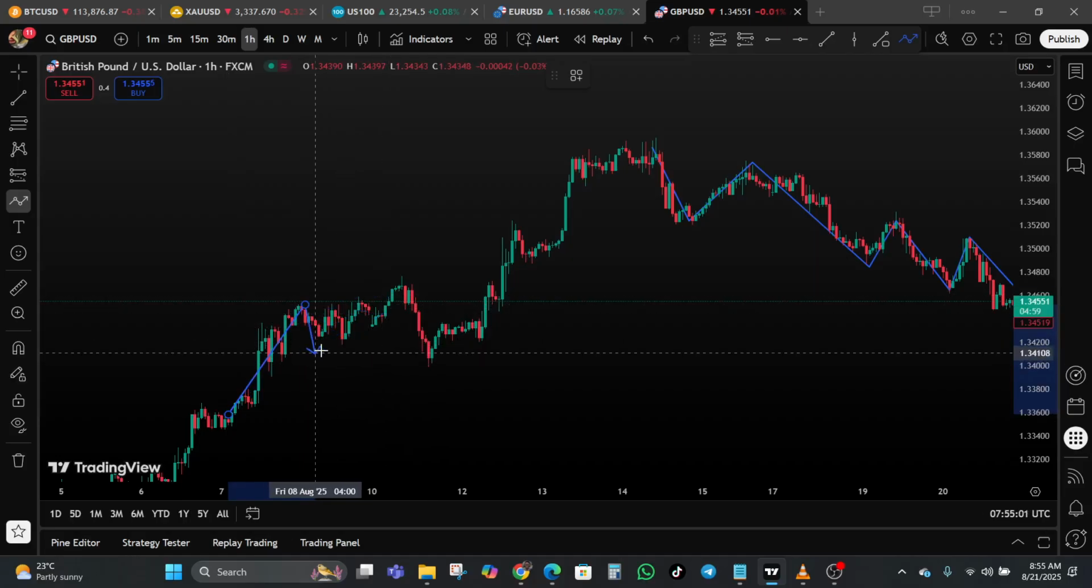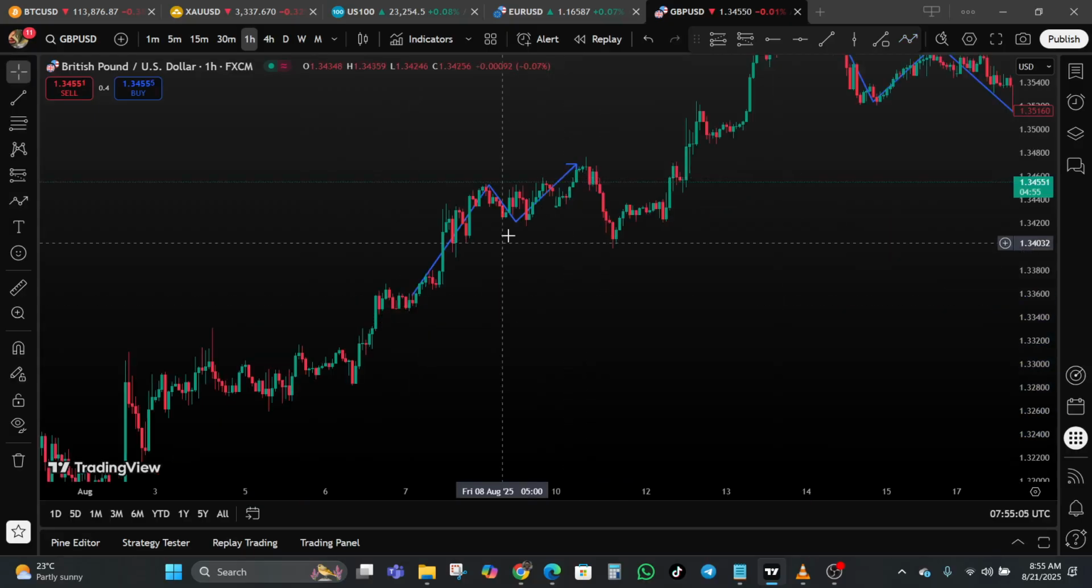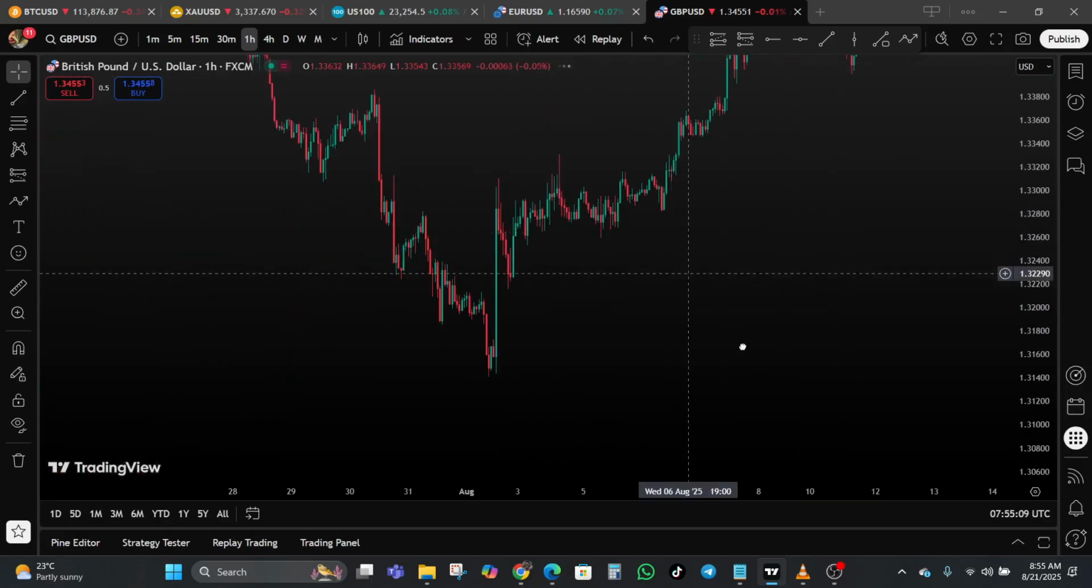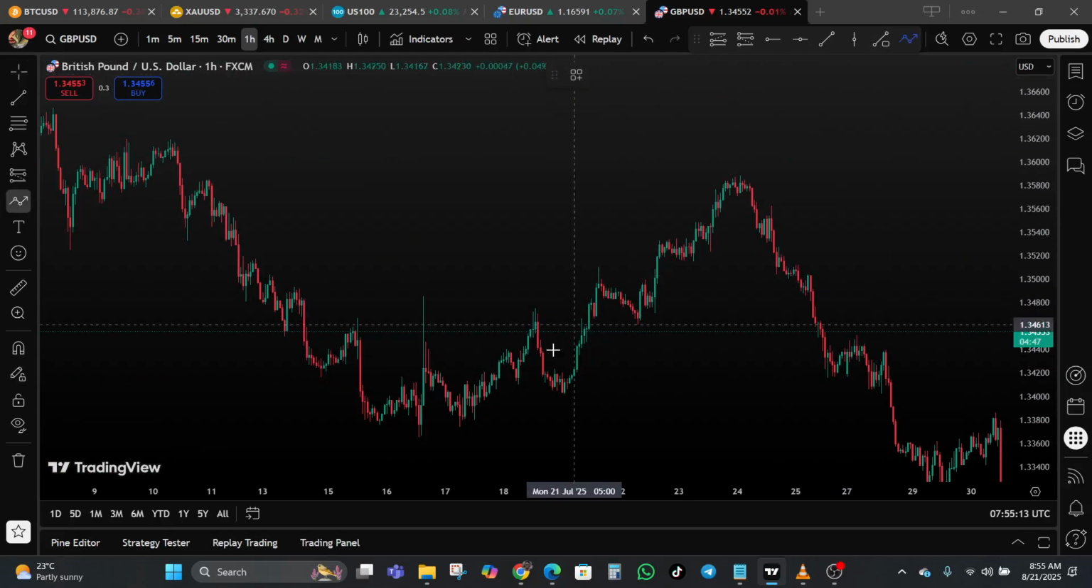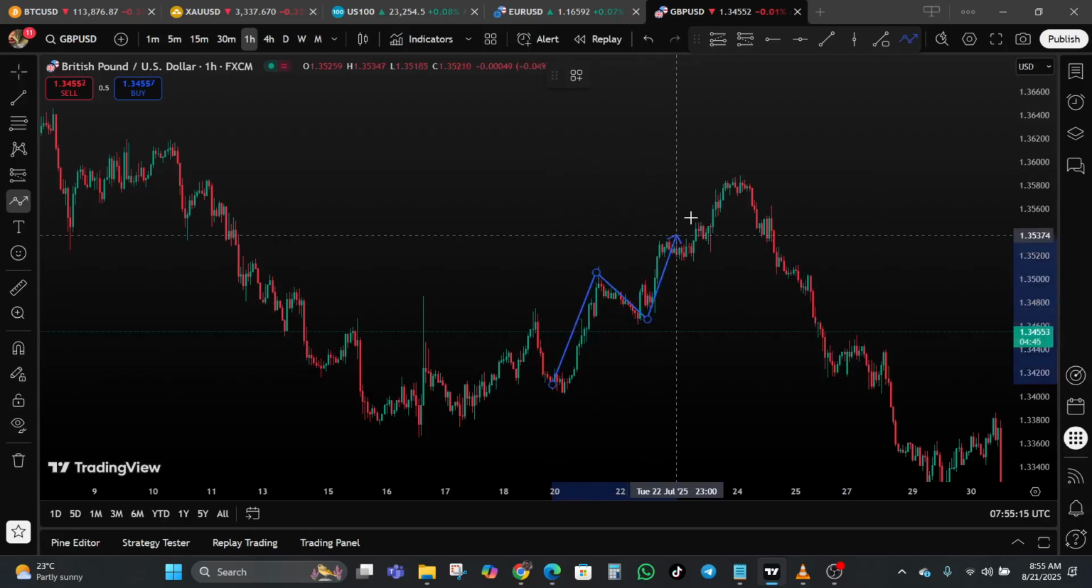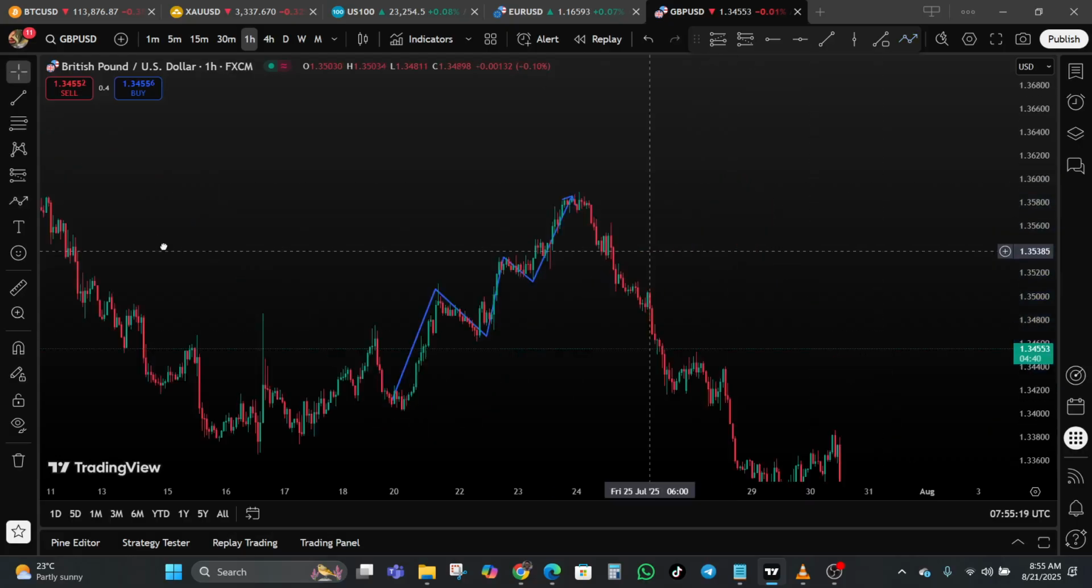So basically, when the market is making higher highs and higher lows, this is not exactly a good example because we had a lower low around here. Let's look for a good one. So when the market is making higher highs and higher lows, as in this example here, we say that the market is in a bullish trend.